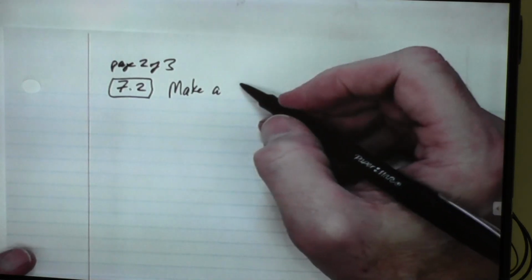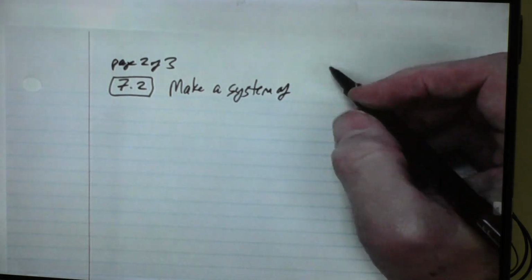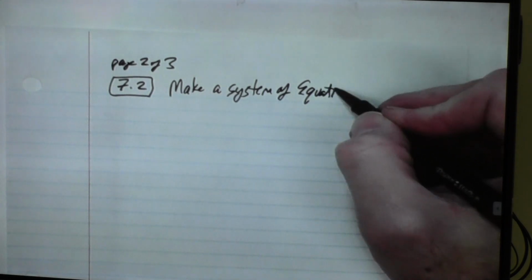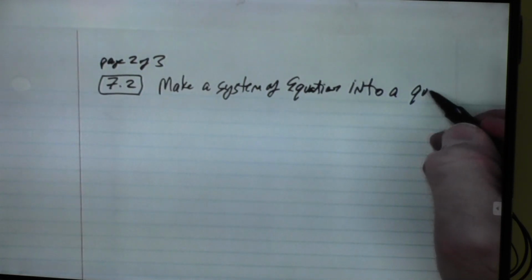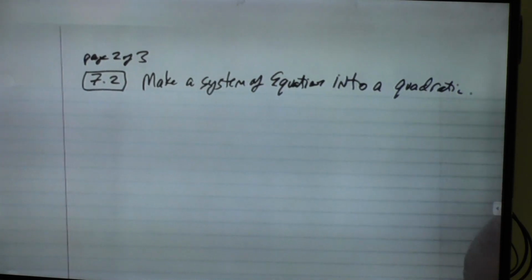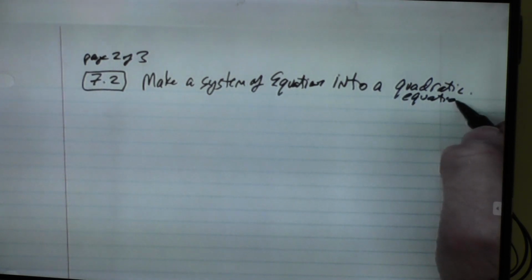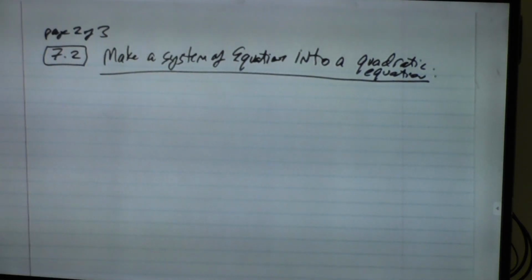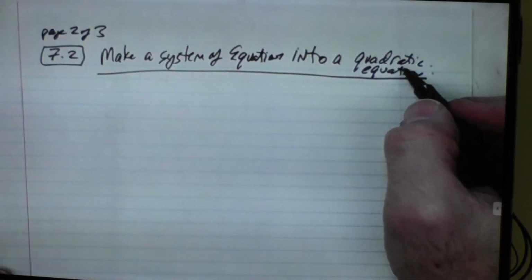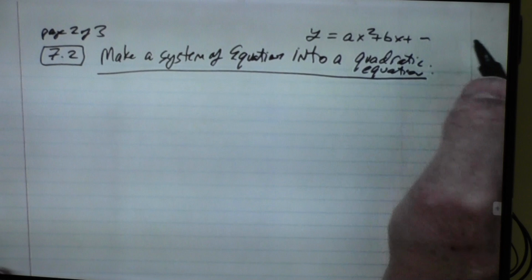Make a system of equations into a quadratic. That should be quadratic equation, but I guess I'll write equation underneath it. So that's what we're going to do. We're going to take a system of equations, and we're going to turn it into this. By a quadratic, I mean this. y equals ax squared plus bx plus c.